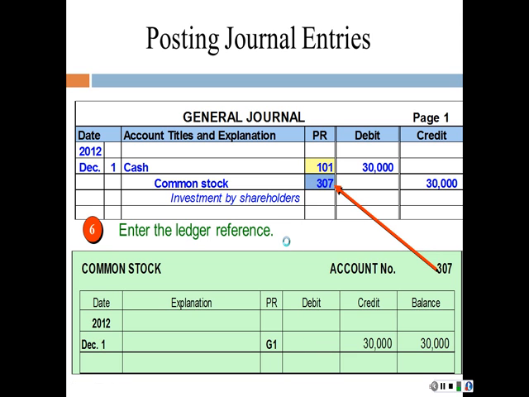Likewise, we are going to find the common stock account and post it as a credit to the common stock account. So the common stock account in the ledger was account 307, and we posted the 30,000 as a credit to the common stock account and determined the balance, in the exact same process we did with the cash account.